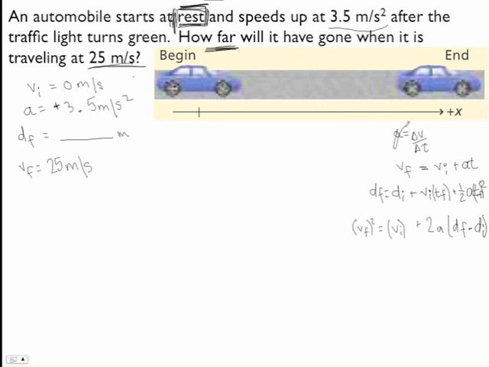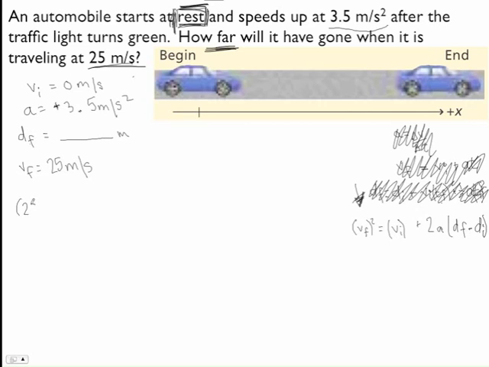This equation doesn't have d in it at all, so we can't use it. This equation does not have d in it at all, so we can't use it. This equation has time, okay, and we don't know anything about time, so we can't use this one either. So we must use this equation, okay?